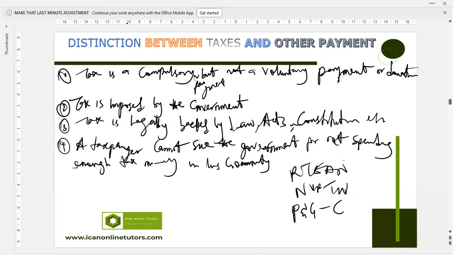Also, a tax is not levied in return for any specific service rendered by the government to the taxpayer. At the beginning of this class, I mentioned public goods, and a good example is road. Road is accessible by all. There is no restriction, and it is not that when I use this road I derive benefits and when you use it such benefit is not yours.